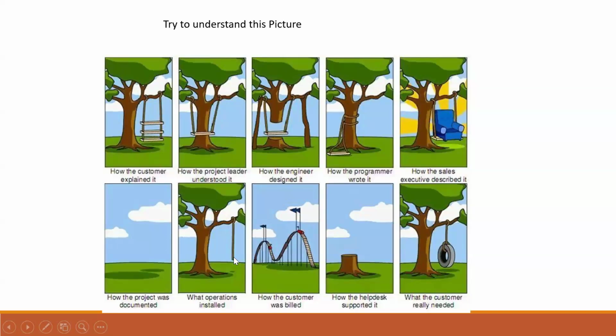There was an operation installed which had no proper plan, support, or anything. The price was going like a roller coaster, and the help desk supported badly. So if you see all these things, what do you think is the main problem over here? If you want to talk, you can raise your hand, I will unmute you.